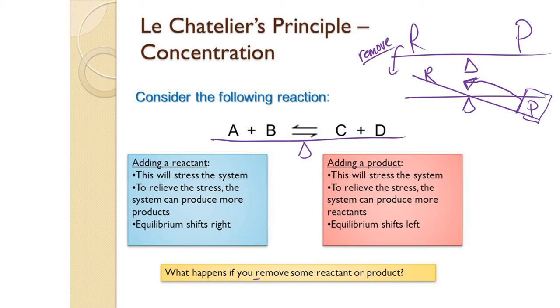So if we remove, let's imagine removing some A, so we have less A, this reactant on the left.